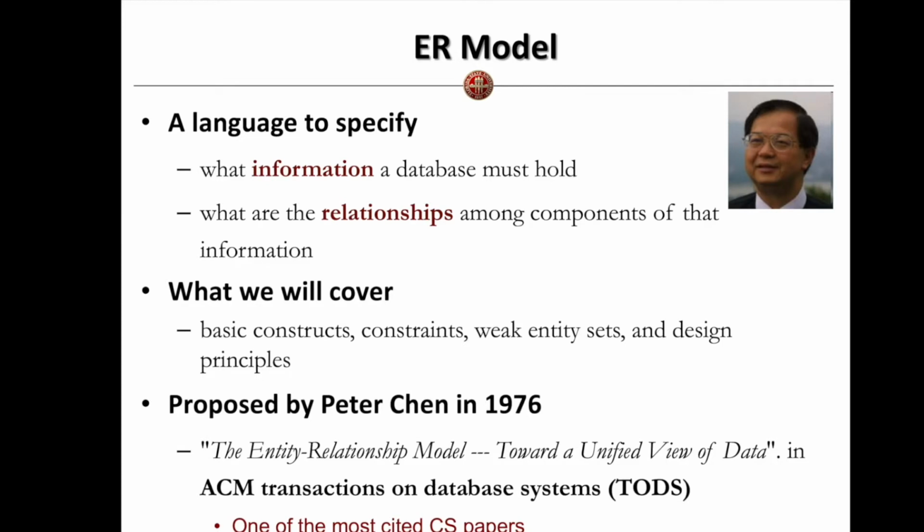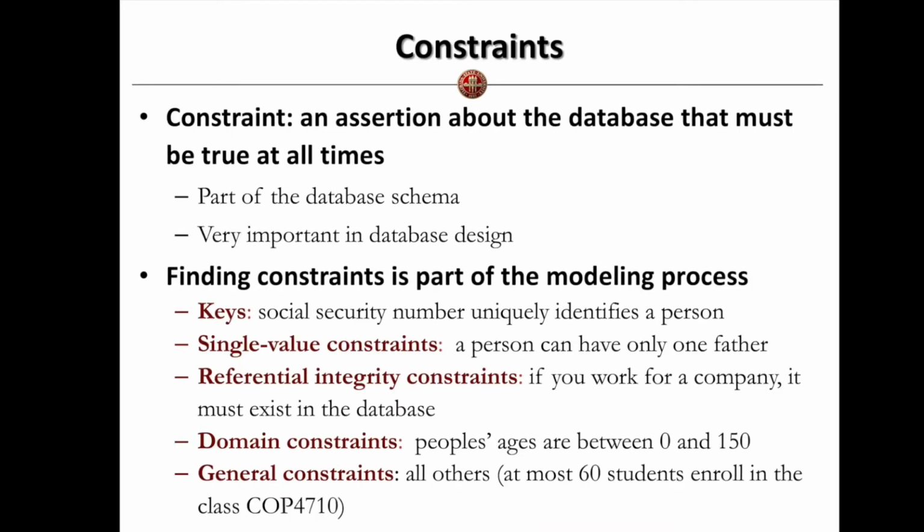This model originates from a paper proposed by Peter Chen in 1976. The paper is called "The Entity-Relationship Model: Toward a Unified View of Data," which was accepted by the ACM Transactions on Database Systems, or TODS. It is also one of the most cited papers in computer science. I think you can search for the paper on the web using Google, and you can find lots of citations of this paper. In this lecture, due to limited time, we will not be able to introduce the ER model in detail, so you can refer to the previous undergraduate database lectures for more information.